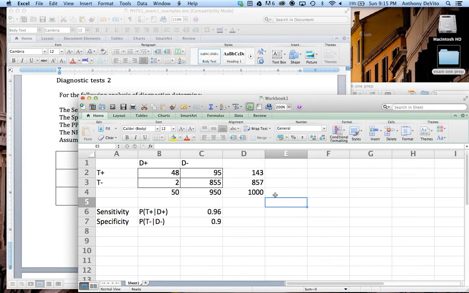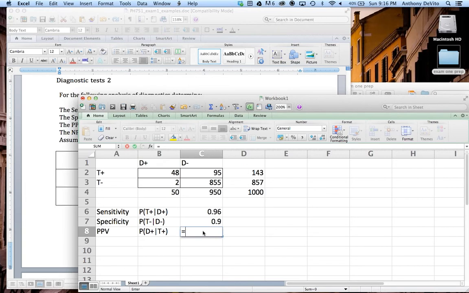Okay, what's the positive predictive value of this test? Well, in this sample from this population, we found that we got 143 positive tests. Out of that 143 positive tests, 48 of those people had the disease. So what are we looking at here? Positive predictive value. That's the probability that you have the disease given that you've tested positive, right? A conditional probability. Given that you've tested positive, what's the probability you have the disease?